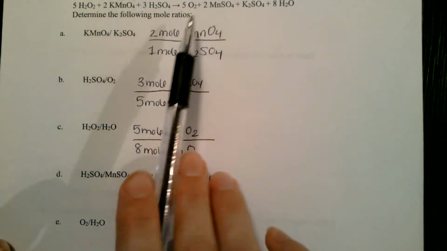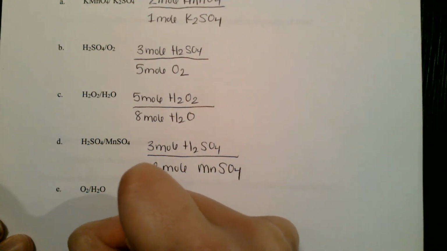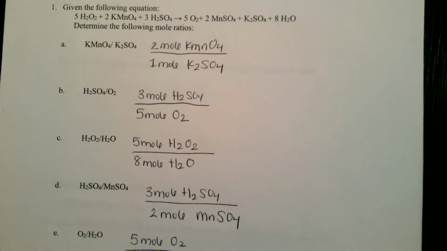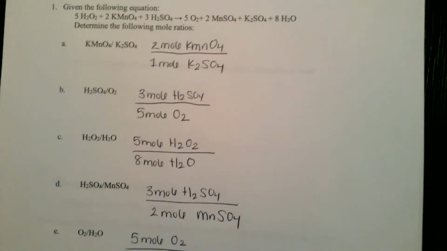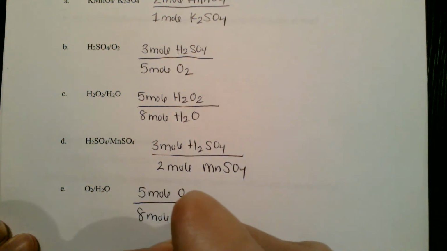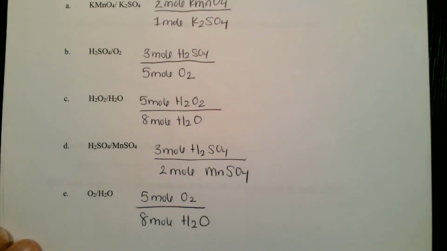Okay, so for O2, we have a 5. So it's going to be 5 mole of O2. When we look at our H2O, that one was an 8. We're going to have 8 mole of H2O. Okay, so this is our mole ratio.